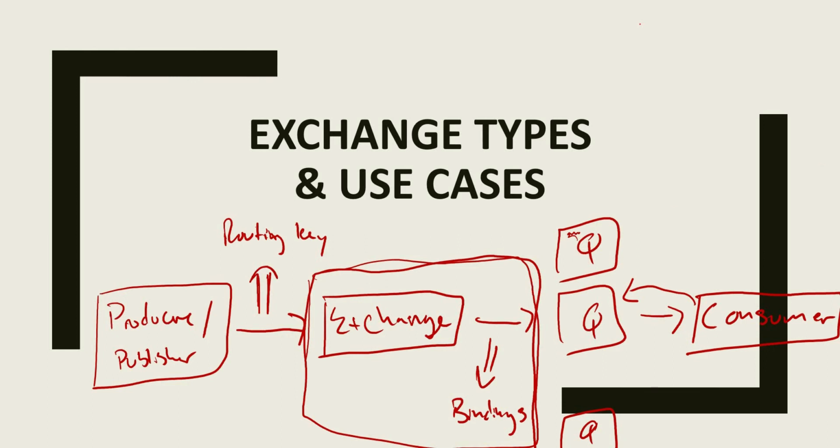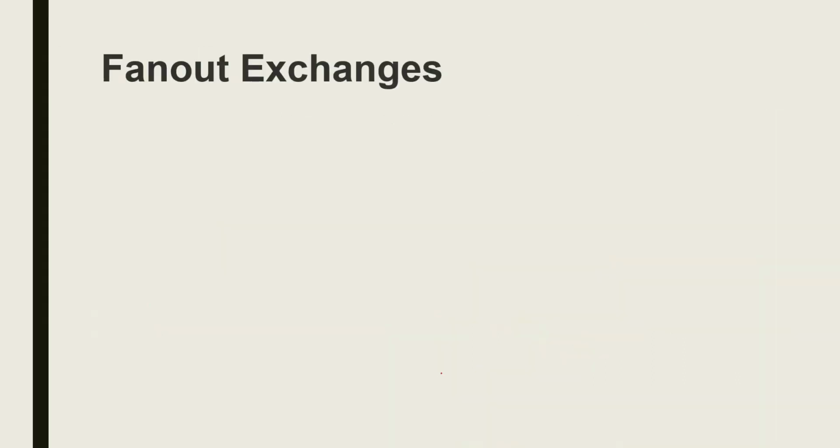Let's get into the different types of exchanges and explain a little bit more about each one of them. First up is the fanout exchange. This is the most commonly used one, one that probably everybody knows about. Now, a fanout exchange routes messages to all the queues that are bound to it, and the routing key is ignored. The publisher could have sent a routing key, but fanout just ignores it.